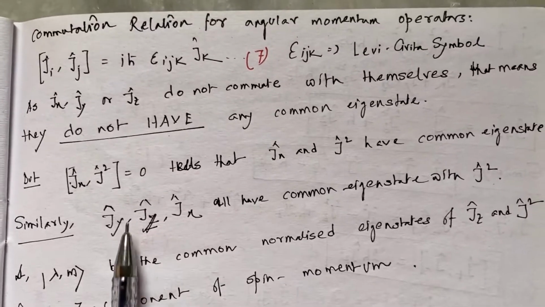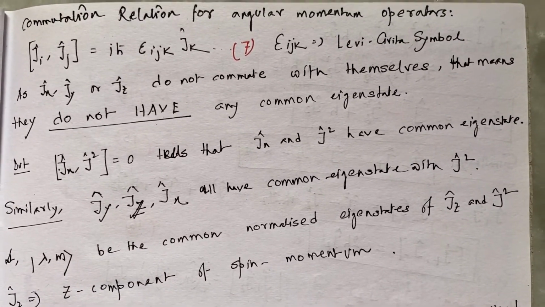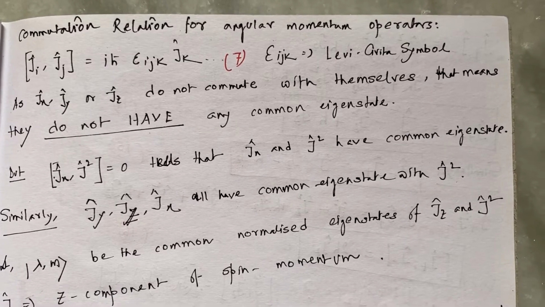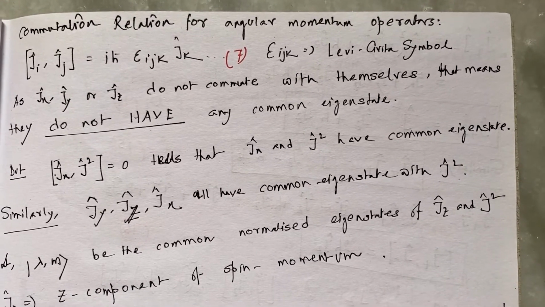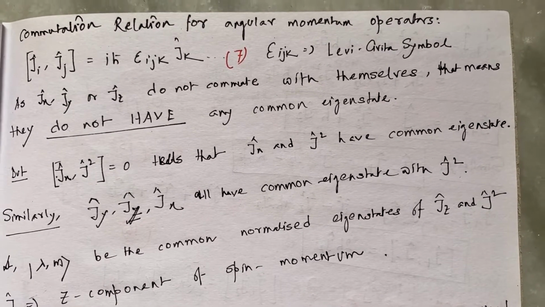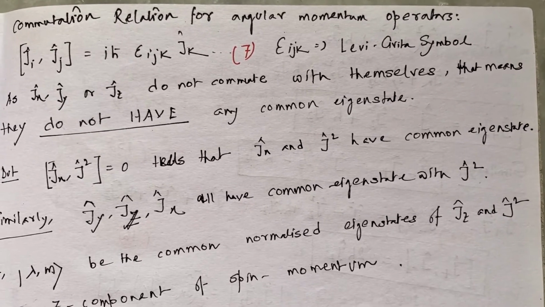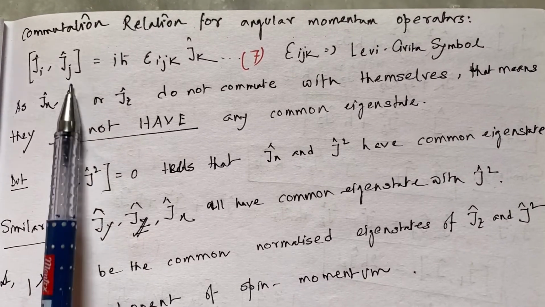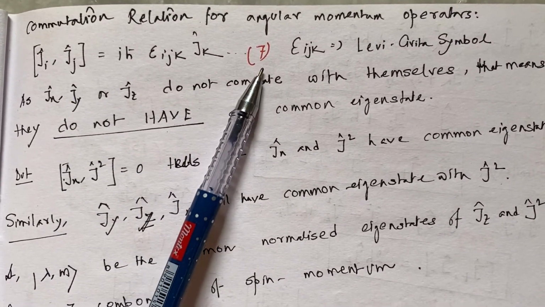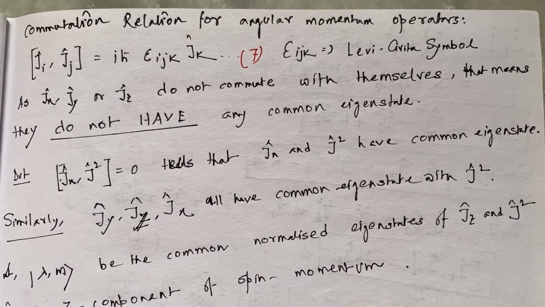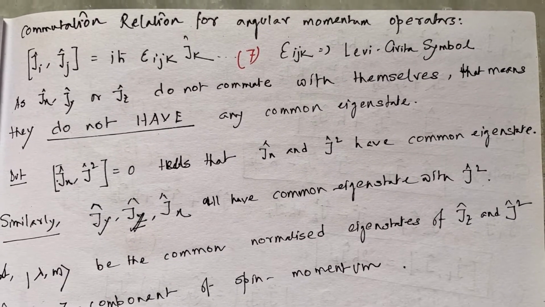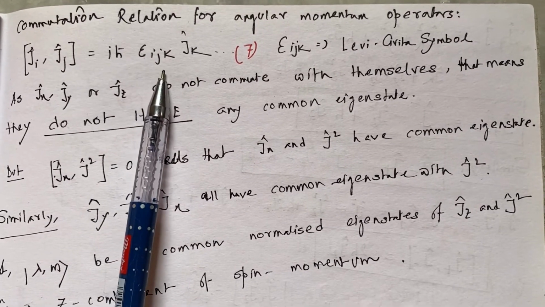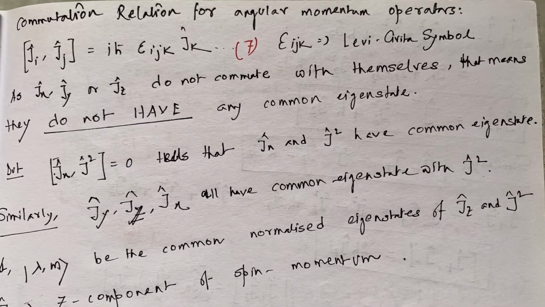In our last video, we derived the commutation relations between the individual components of the angular momentum, and also the commutation relation between the individual components and the total angular momentum. Now this is the generalized symbol. This equation 7 is the generalized commutation relation for angular momentum operators, where this epsilon ijk is called the Levi-Civita symbol.